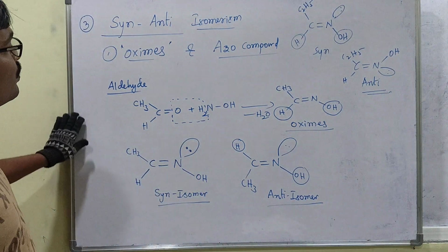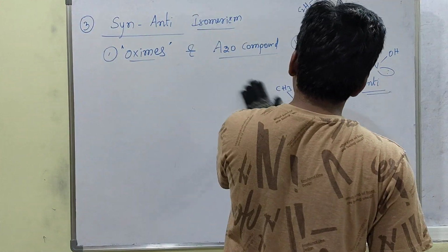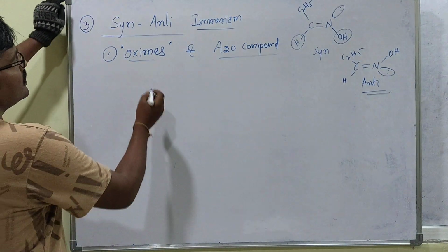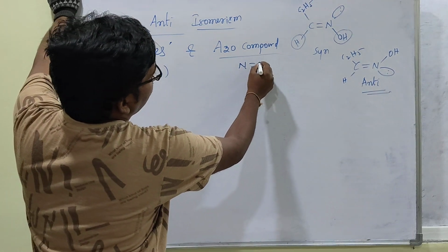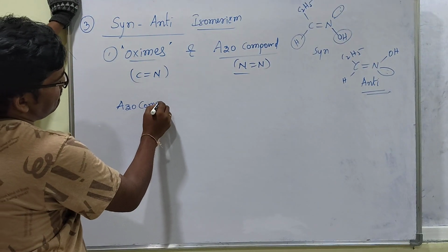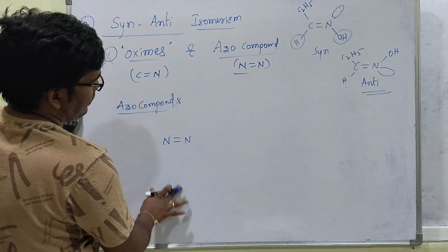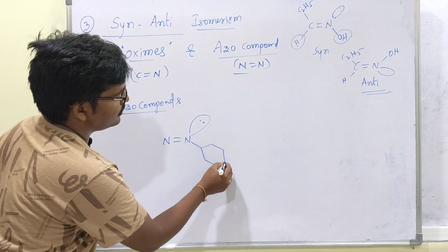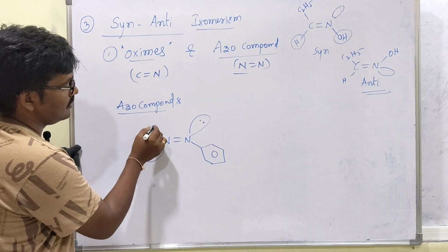Even in azo compounds also, azo compounds are nothing but N double bond N should be present. Sir, oxime means C double bond N. Azo means N double bond N. Sir, if you take azo compounds, for example, N double bond N is there. One lone pair of electrons is there. In case here is a phenyl group, then one more lone pair of electrons we are taking. Then here a phenyl group is there.